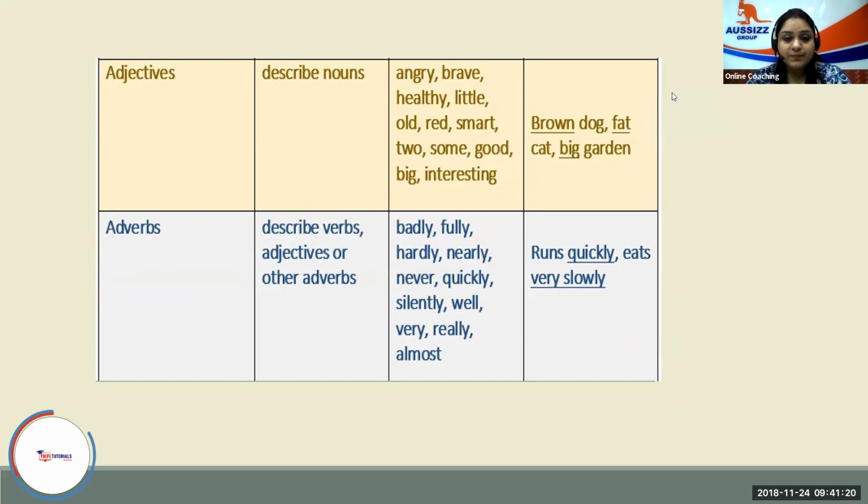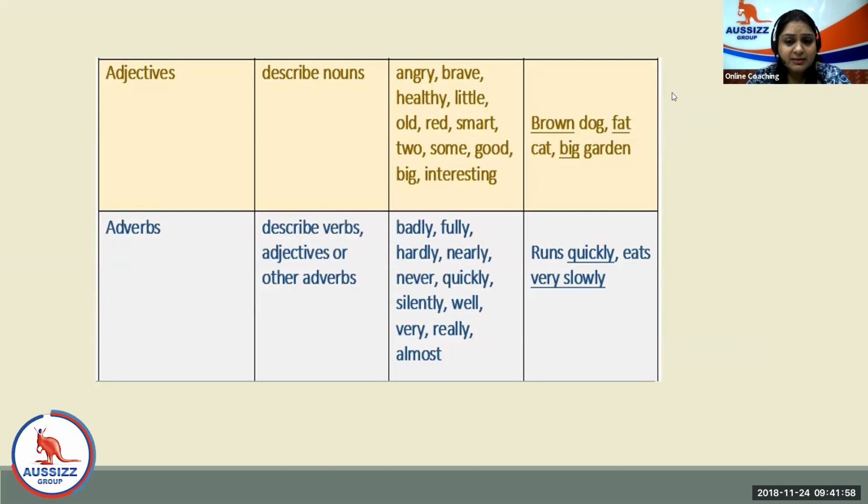Now, adverb. It's very important. You must understand that an adverb is basically something that 99% ends with ly. So angry will become angrily, bravely, healthily, quickly, slowly, smartly. These are all adverbs. Now, what is the basic difference between adjective and adverb? An adjective describes a noun, but an adverb describes all the parts of speech except noun or pronoun, which means it describes verbs, adjectives, adverbs.